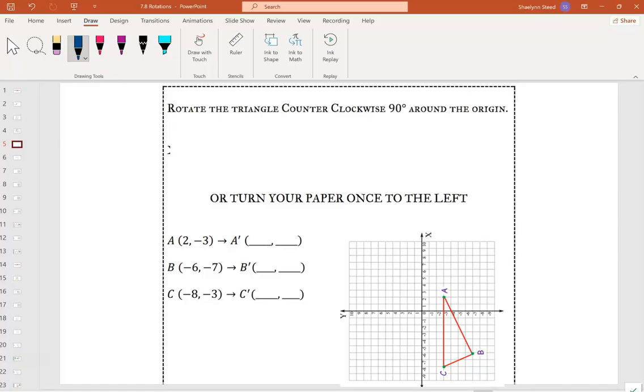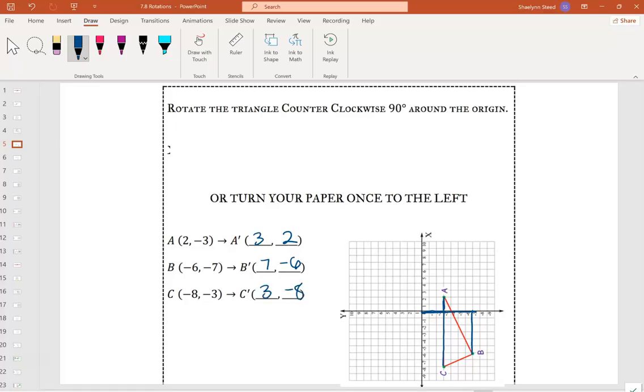Alright, coming back here, we rotated it already 90 degrees counterclockwise, or once to the left. We'll notice that now our A is at right 3, up 2. So 3, 2. Our B, literally from 0, 0, we go right 3, up 2. Then our B is right 7, down 6. And then our C is right 3, down 8.